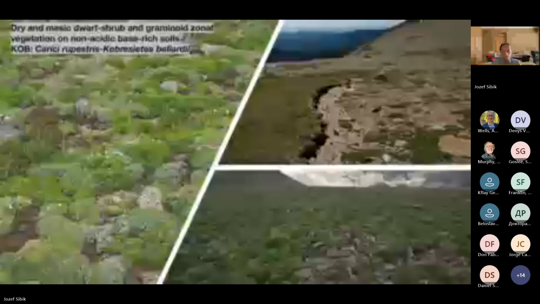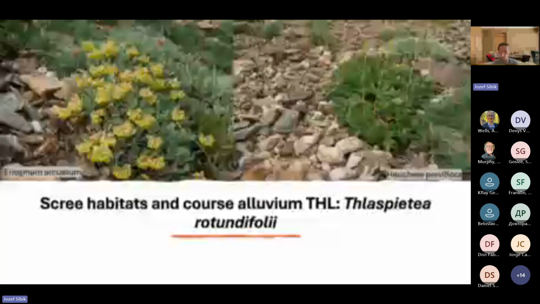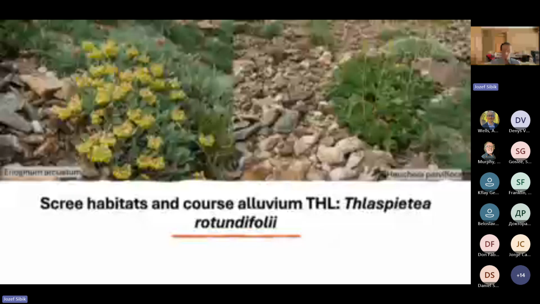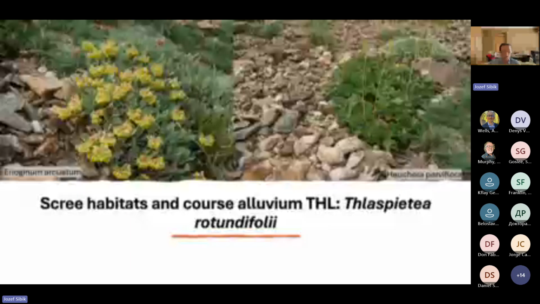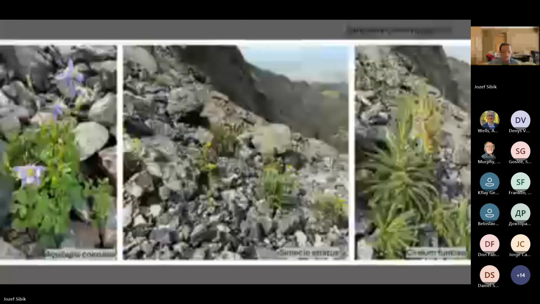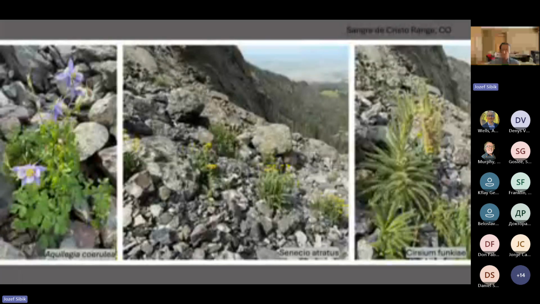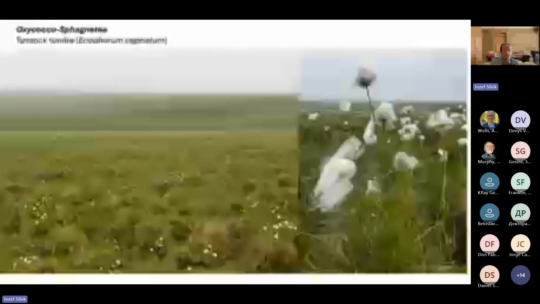We also have scree habitats. In Europe, they are usually ordered in Thlaspietea rotundifolii, scree habitats, but maybe there is an idea that maybe also a new class, vicariant to these European communities, should be described. It depends how many species are shared and how many species are totally different. Another example from the Sangre de Cristo range in southern Colorado, with a few very distinctive species.